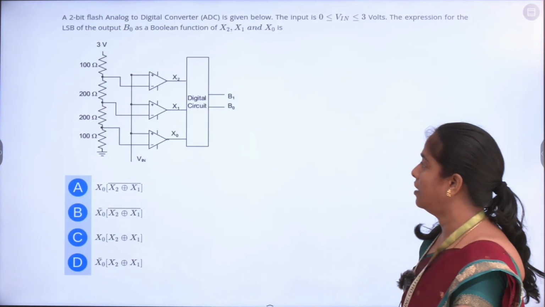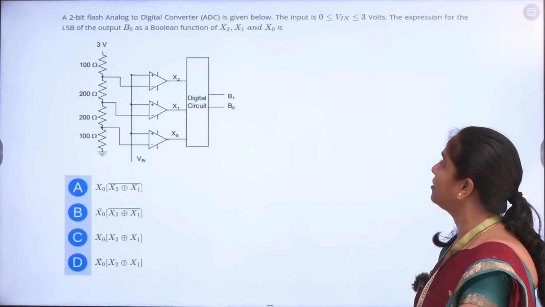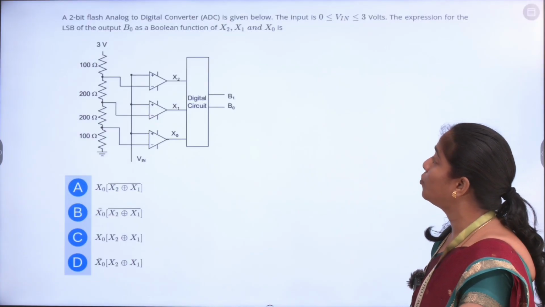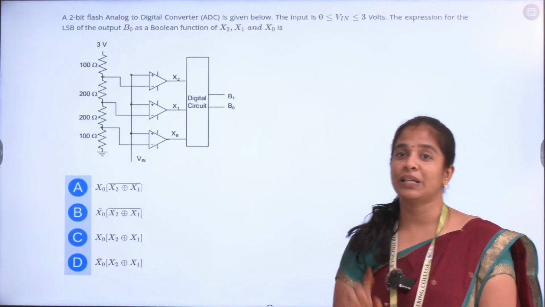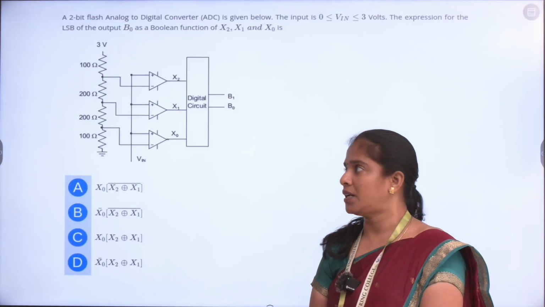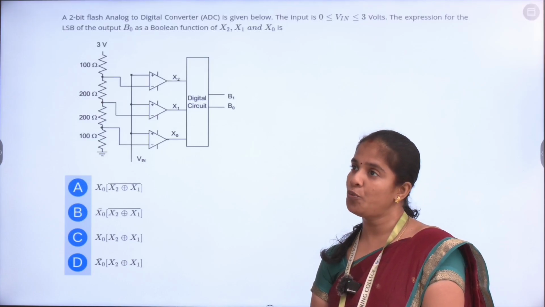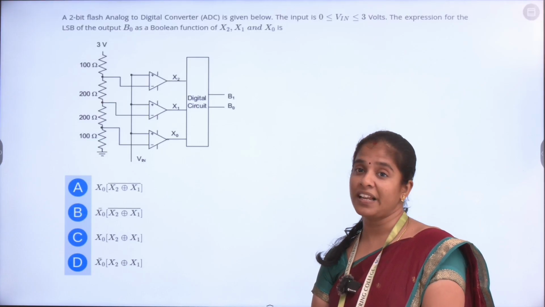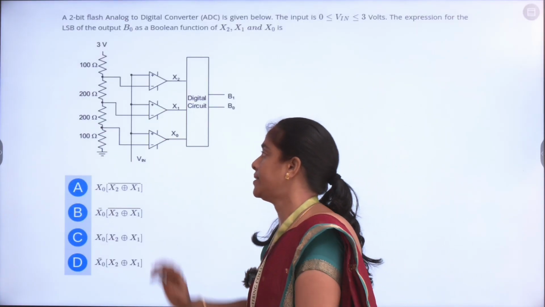Next problem is on the flash type analog to digital converter, where a 2-bit flash analog to digital converter is used. As I told, this method requires 2 power n minus 1 comparators. Here the number of output bits is equal to 2. So 2 power 2 minus 1, that is 4 minus 1, 3 comparators are used in this case.